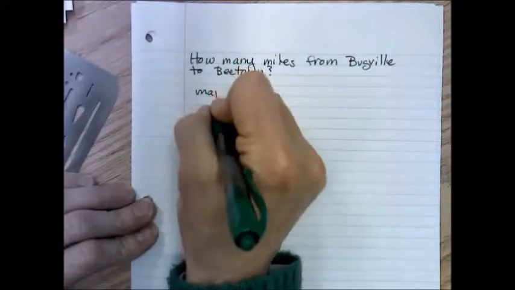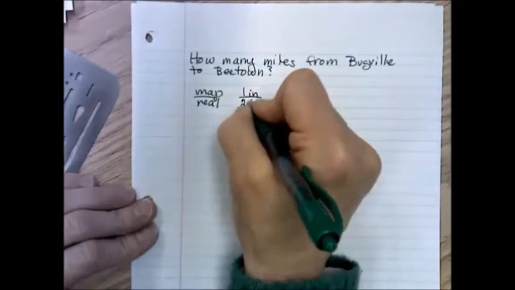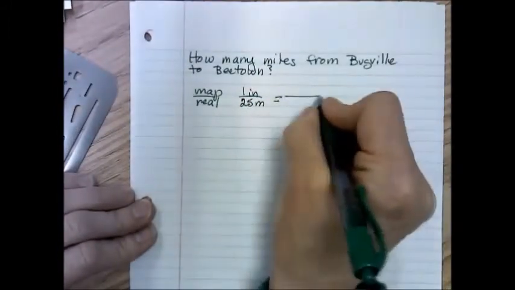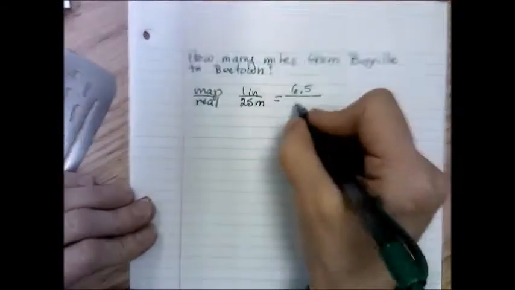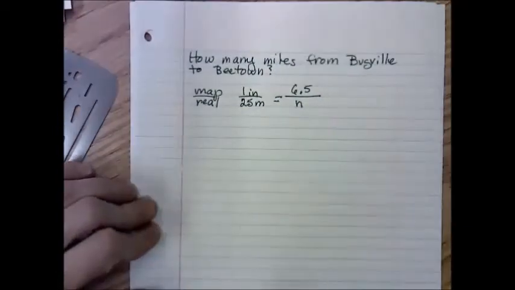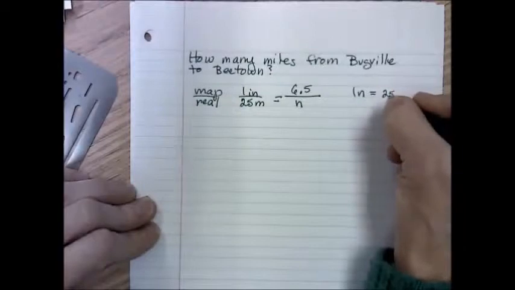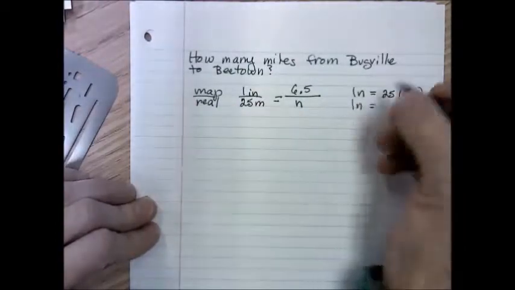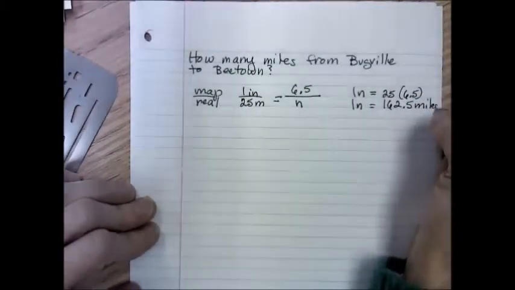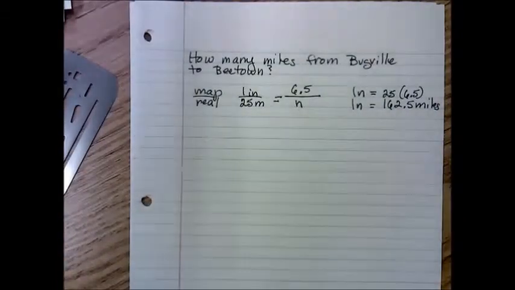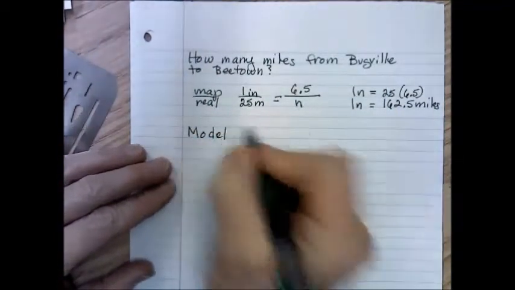So again, we're going to write map over real, and our given scale factor is 1 inch represents 25 miles. So the information we were given of 6.5 inches is the measure on the map, so it goes up here in the numerator, and what we're looking for is the real miles. So this is our unknown, and now we write our cross product. So 1n equals 25 times 6.5. So n equals 162.5 miles.